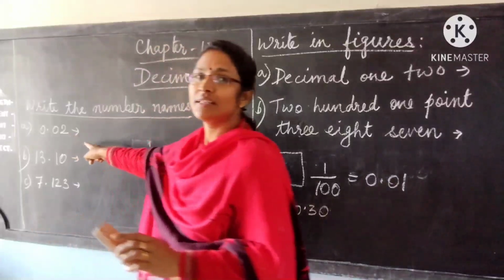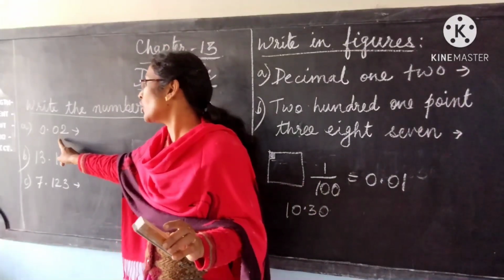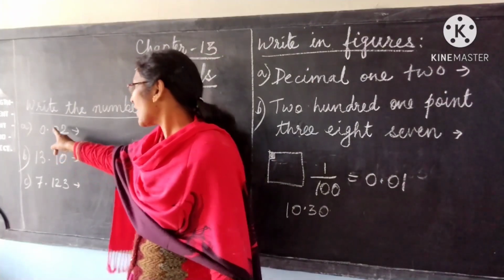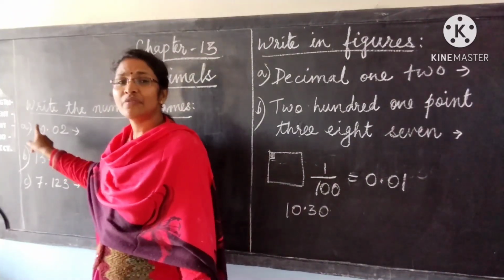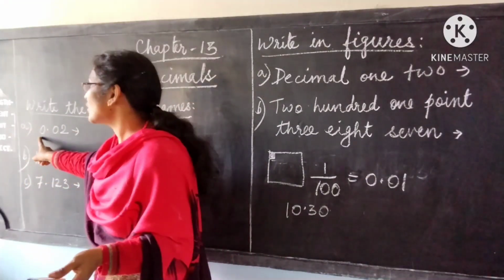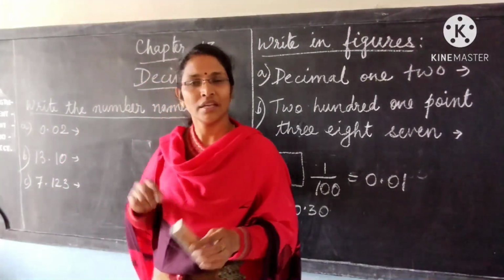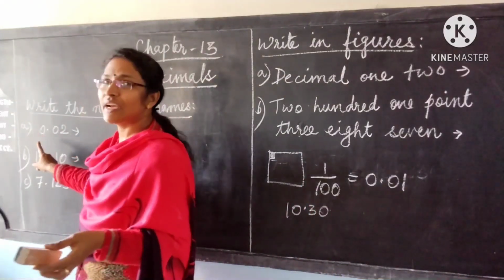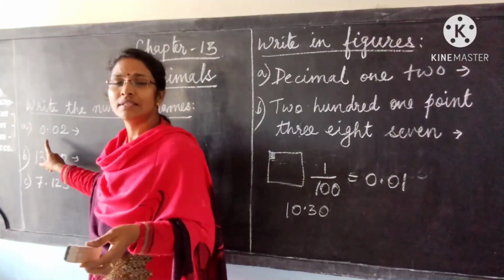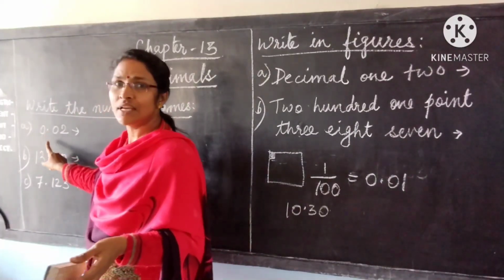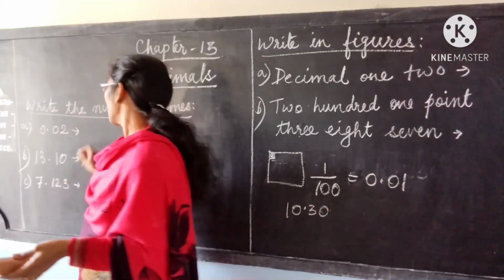You can see here 0.02. How can we write it? If there is no whole number, nothing is left, then we can put 0 in that place. If it is not put also, no problem. Then how to read it? As 0.02.